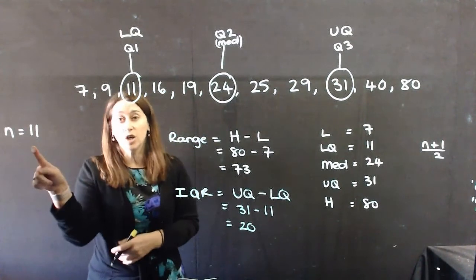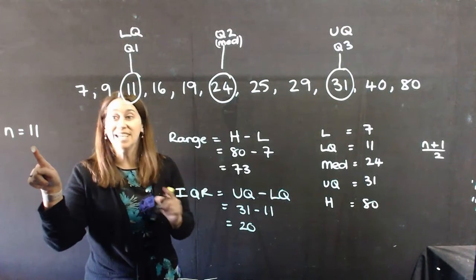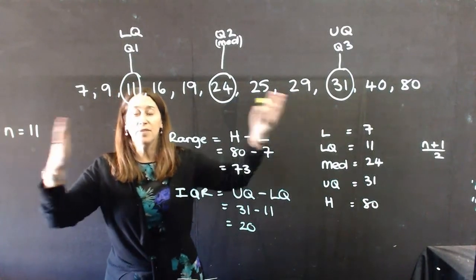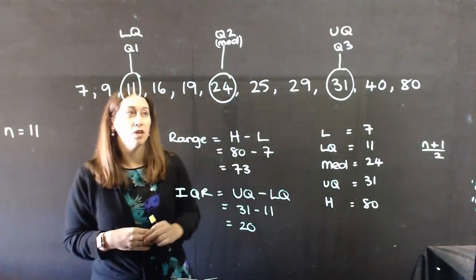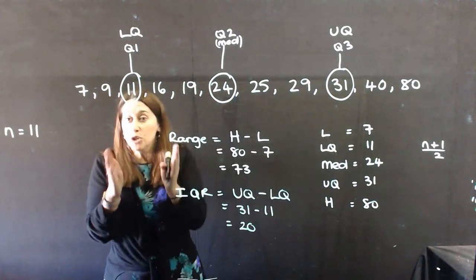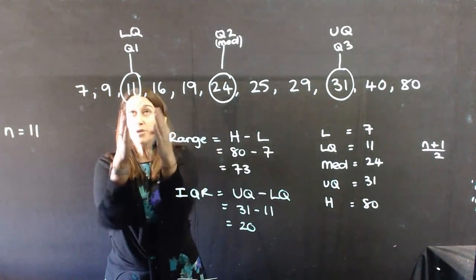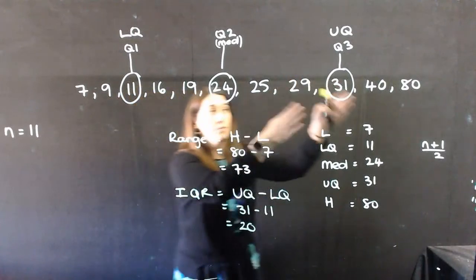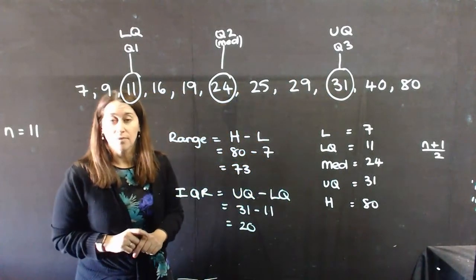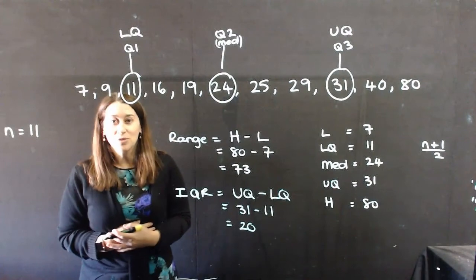Now, obviously, I had an odd amount of data. If I had an even amount of data, then the median, our second quartile, remember, would be in between 2 numbers. We would have the same situation with our lower quartile and the same situation with our upper quartile. And that's pretty much everything you need to know about the interquartile range.